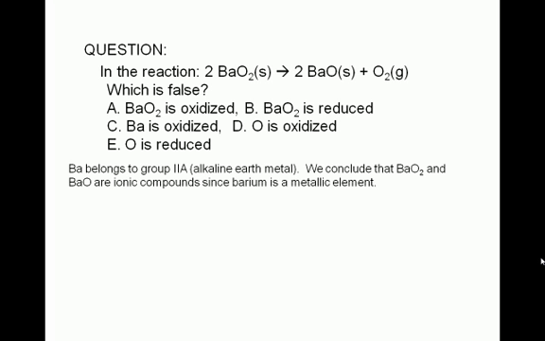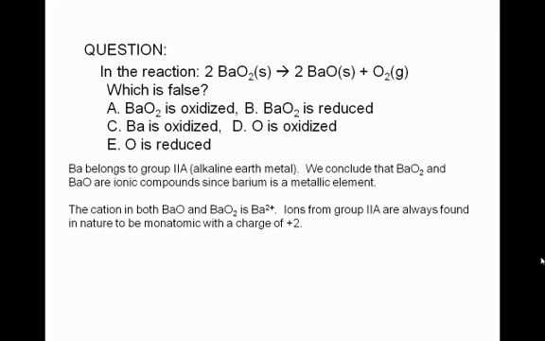If we refer to a periodic table, we will find barium in group 2A. It is an alkaline earth metal. Since barium is a metal, we expect compounds of barium to be ionic. Therefore, we expect both BaO2 and BaO to be ionic compounds.